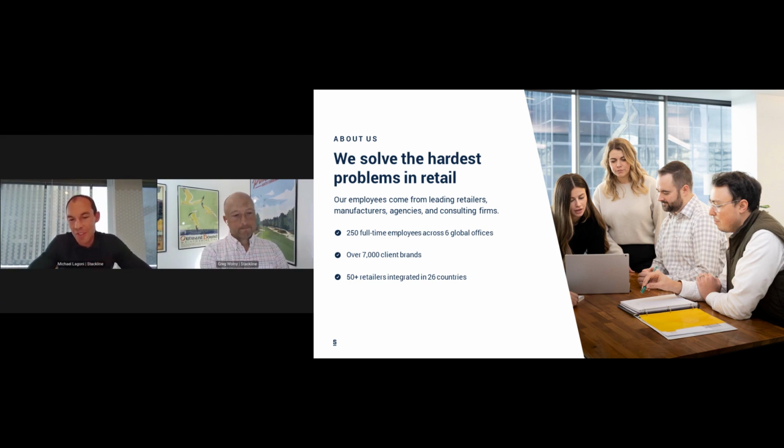So it's a very great sort of symbiotic system. And that work that we do supporting all of our clients has really led us to create the multi-retailer attribution product that we're going to talk a little bit about today. A little bit more about Stackline. We work with and are integrated with about 50 of the biggest retailers around the world in 26 countries as well. And that kind of footprint is always expanding.